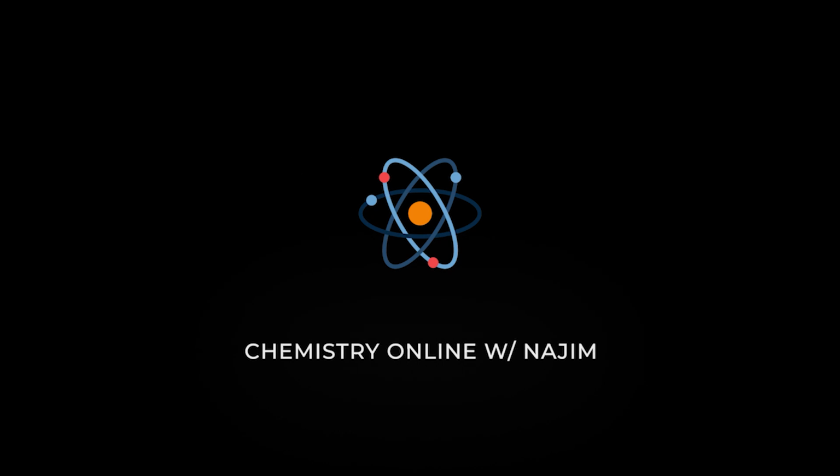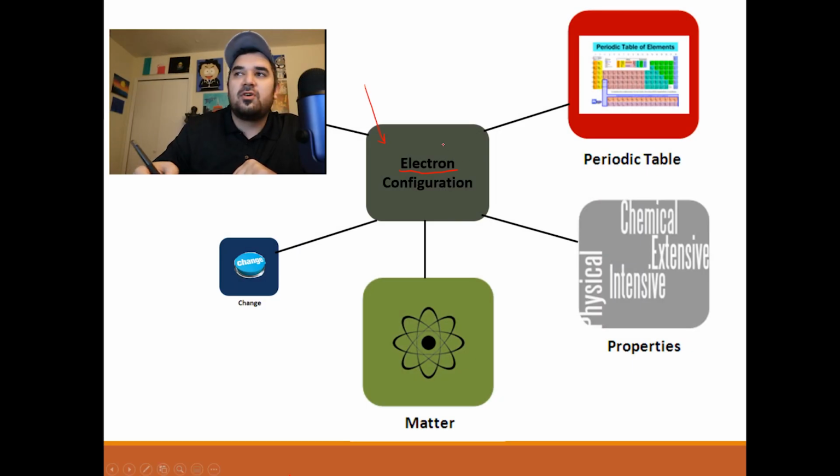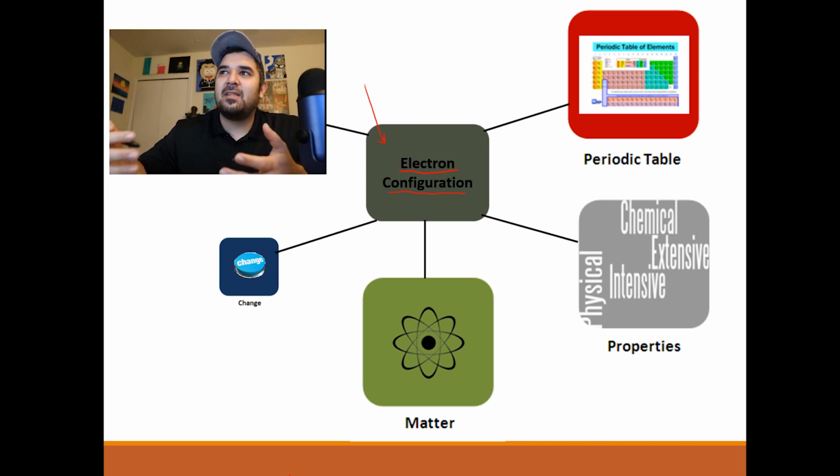So electrons, we all know what they are. They're the negatively charged part of the atom, and configuration basically tells you where they are. So if we were to talk about a room's configuration, we're basically talking about where the desks are, where the stuff is. So configuration is basically where things are. Electron configuration, that tells us where electrons are.